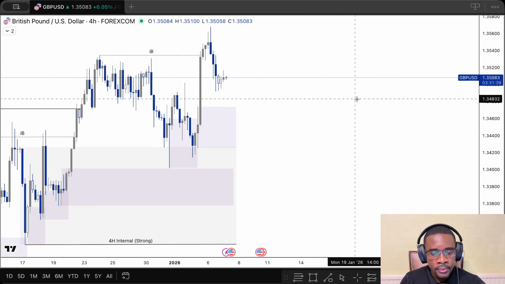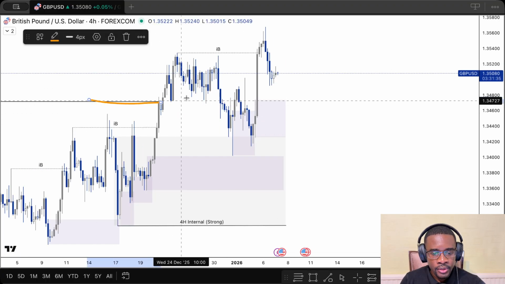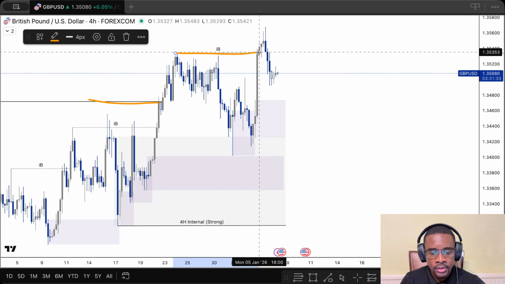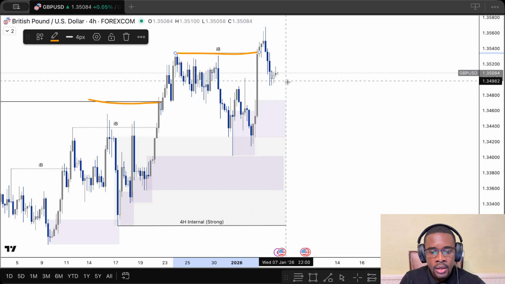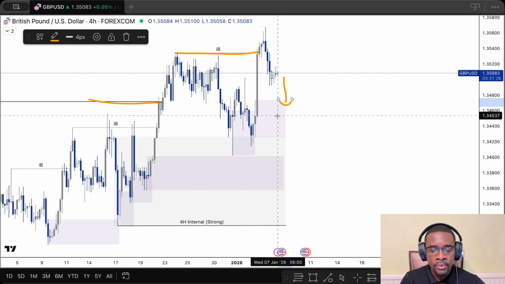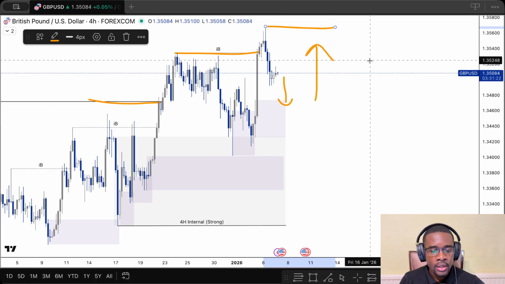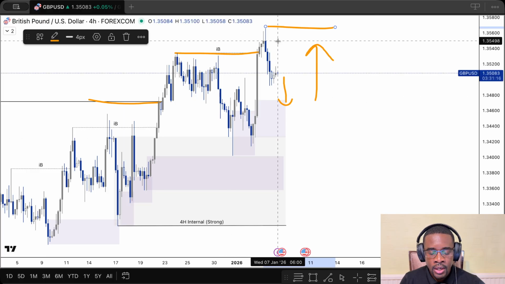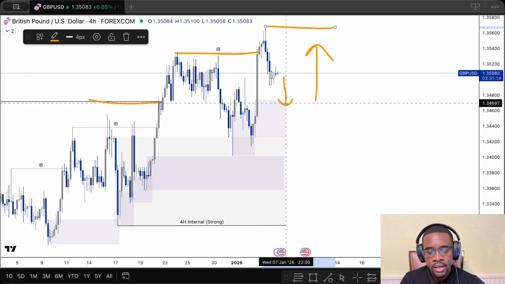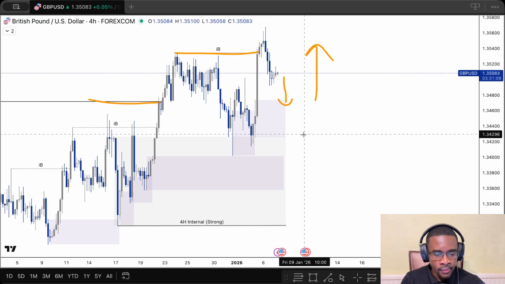And then on the 4-hour, we had a swing break of structure, and now we've had an internal break of structure, and the expectation is price could pull back to mitigate this 4-hour POI before we start looking to target this weak internal high. Okay, so right now 4-hour is in the pullback phase.